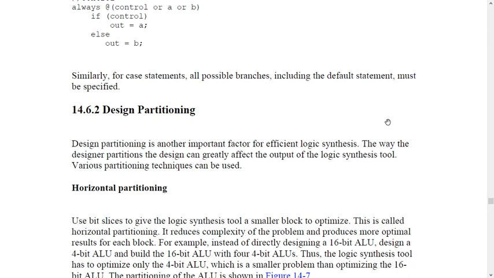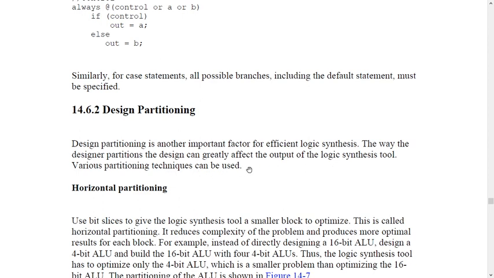So that is with respect to the theoretical. Even with respect to the circuit, I divide that. I do the partitioning and I start executing that. The design partitioning is another important factor for efficient logic synthesis. The way the designer partitions the design can greatly affect the output of the logic synthesis tool.